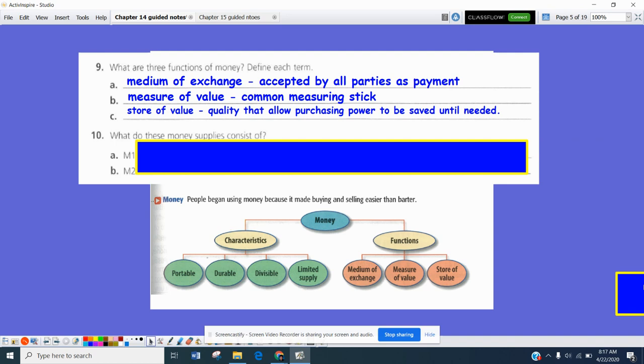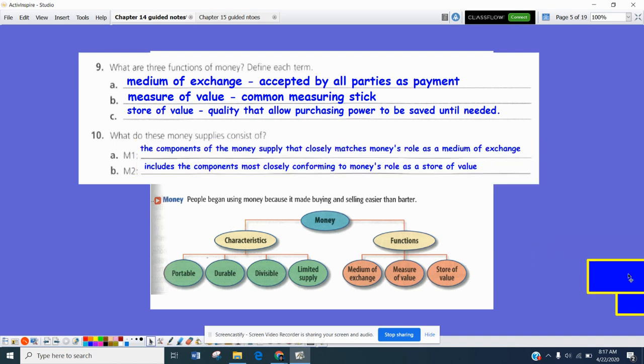Okay, so what do these money supplies consist of? We're going to talk about the M1 and M2. M1 is the components of the money supply that closely matches money's role as a medium of exchange. And certainly that is something that we're familiar with. You're probably not familiar with the term M1, but that's what it is. M2 includes the components that are most closely conforming to money's role as a store of value. So if I save $100 bills, I could trade that in for a Benjamin Franklin $100 bill. I know what that's going to be worth by all means.